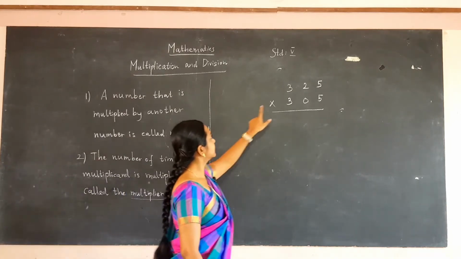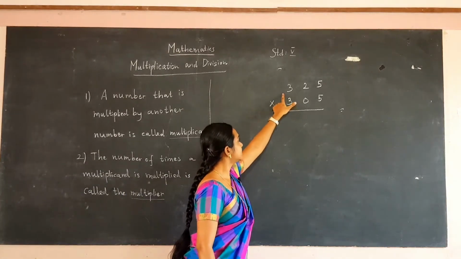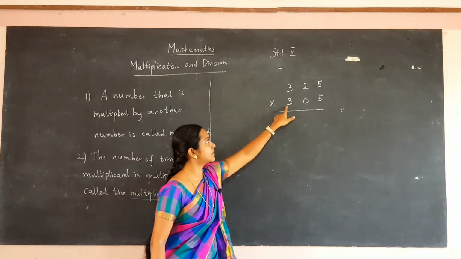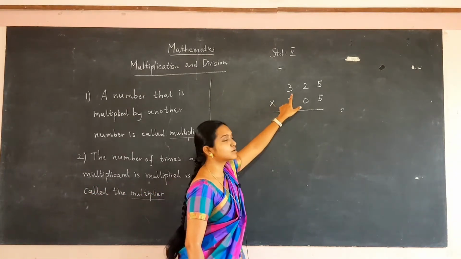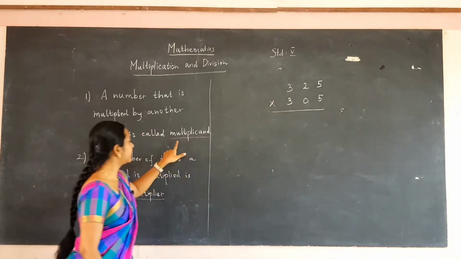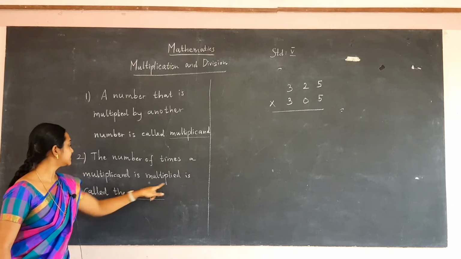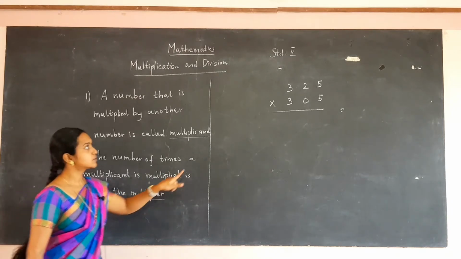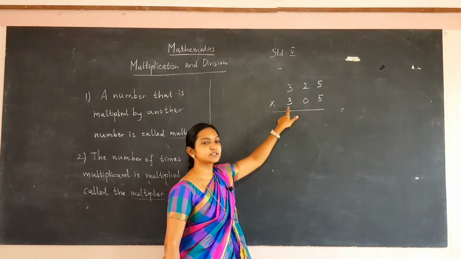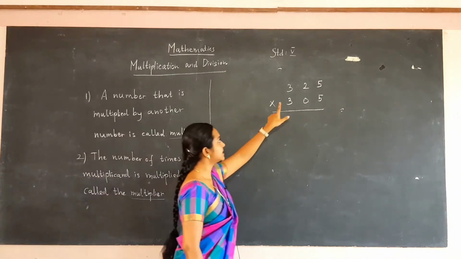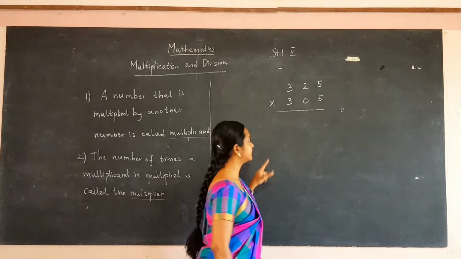See here, the number 325 is called multiplicand because 305 is multiplied with 325. So 325 is called multiplicand, and the number of times a multiplicand is multiplied is called multiplier. So 305 is called multiplier. Now we are going to multiply 325 and 305.